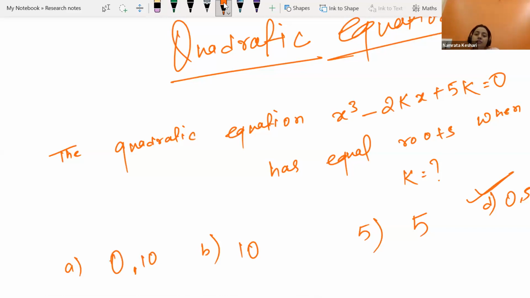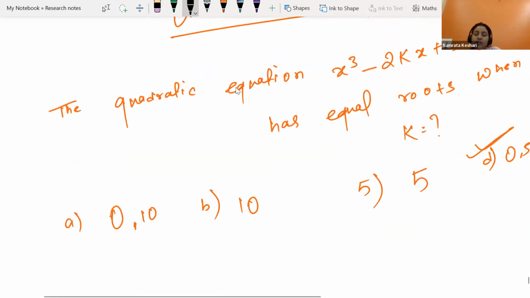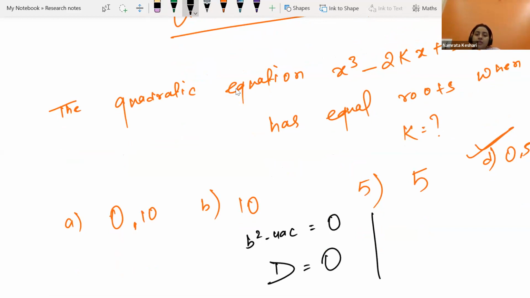The quadratic equation has equal root. Let's check it. Equal root means discriminant must be equal to 0. Discriminant means b square minus 4ac, that must be 0. What is b? B over here is minus 2k, that's square, minus 4 into a.